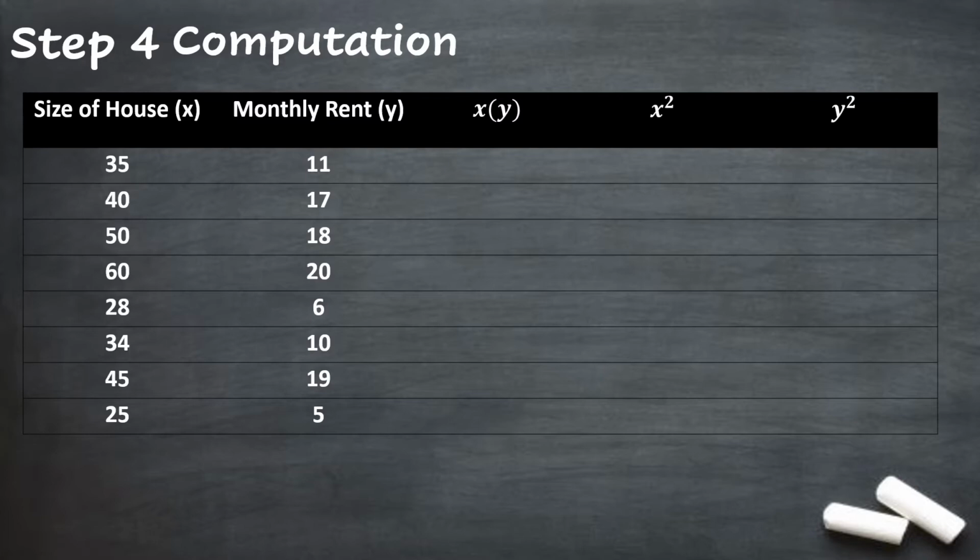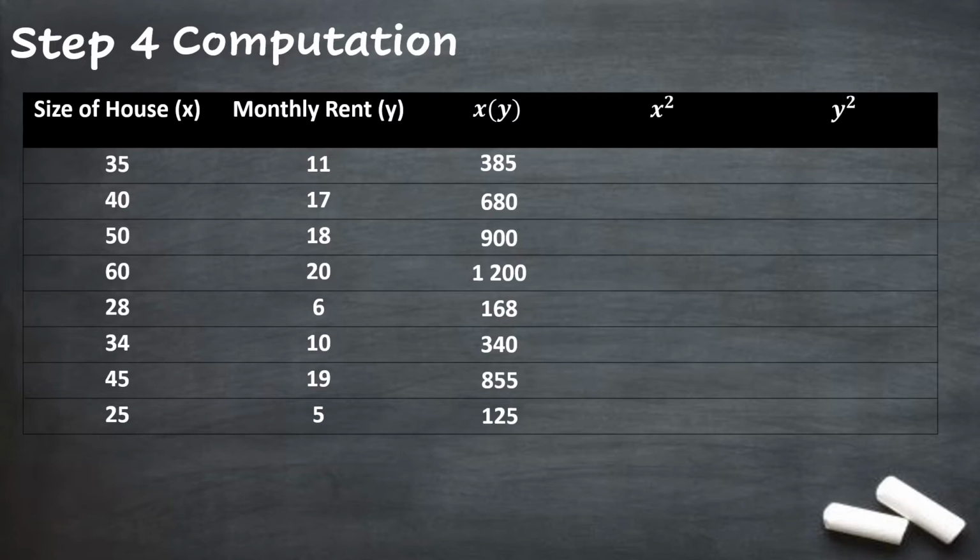For the column of x multiplied by y, all you have to do is multiply the numerical values in the x column by the numerical values in the y column. We have 35 times 11 and the answer is 385. Next, we have 40 times 17, the answer is 680. Next, we have 50 times 18. The answer is 900. Multiplying the numerical values in the x column by the y column, the remaining values will be this one.